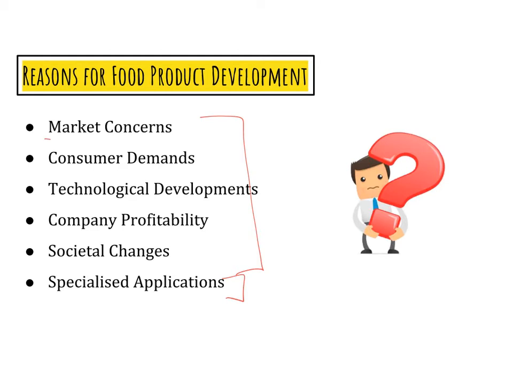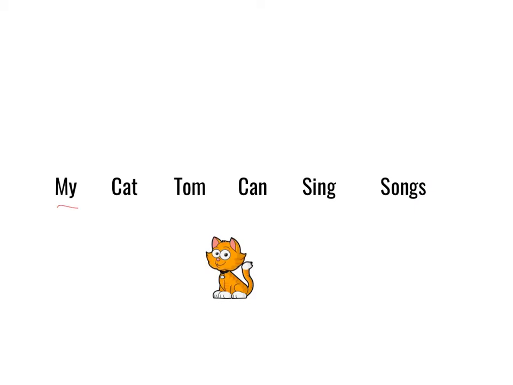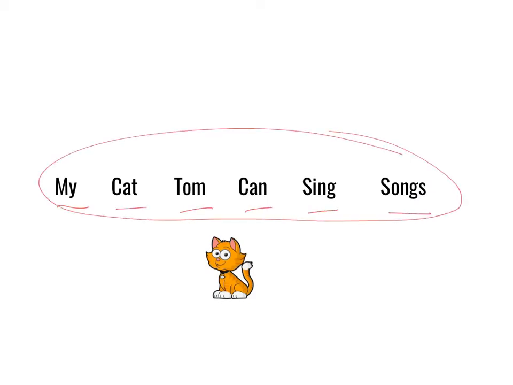So having a look at the first letter of each of those reasons, we've developed an acronym to assist you. My cat Tom can sing songs. This is the acronym, or the mnemonic, that you are going to remember to help you remember the reasons or the drivers for food product development. So we have market concerns, consumer demands, technological developments, company profitability, societal changes, and specialized applications.